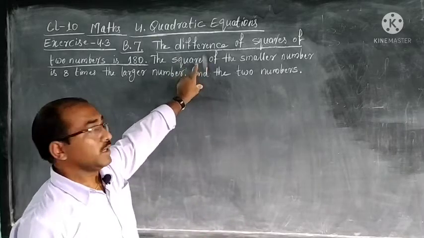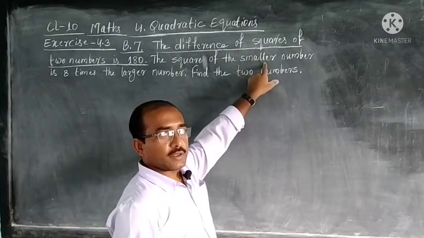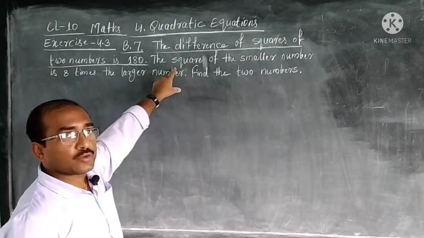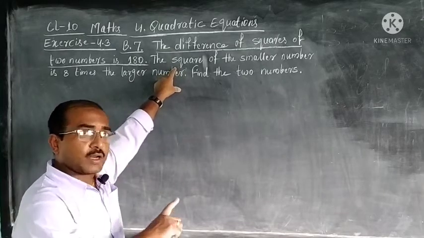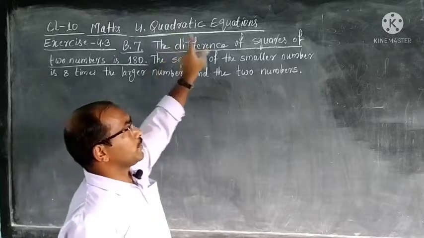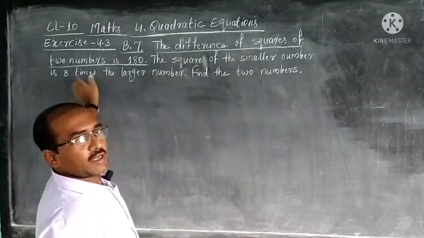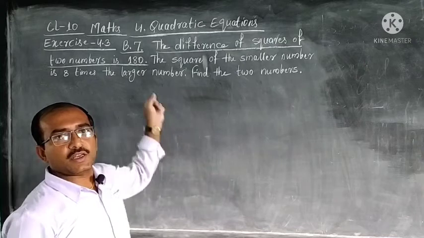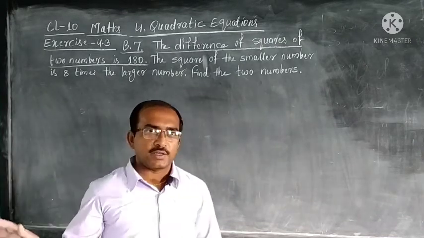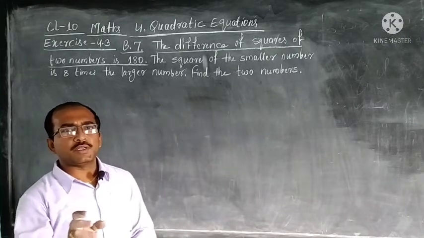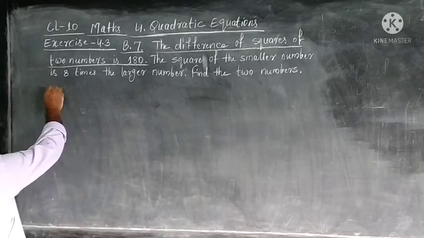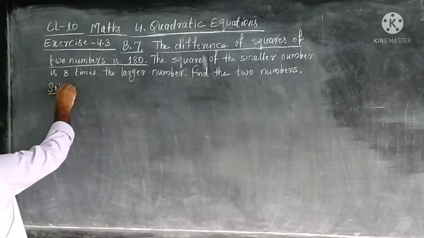This statement is telling: the square of the smaller number is 8 times the larger number. That means this sentence says something about the smaller number, not about the larger number. Once more, read: the square of the smaller number is 8 times the larger number. Nothing is said about the larger number, so the larger number is completely unknown to us. We will start with that. Let the larger number be x.